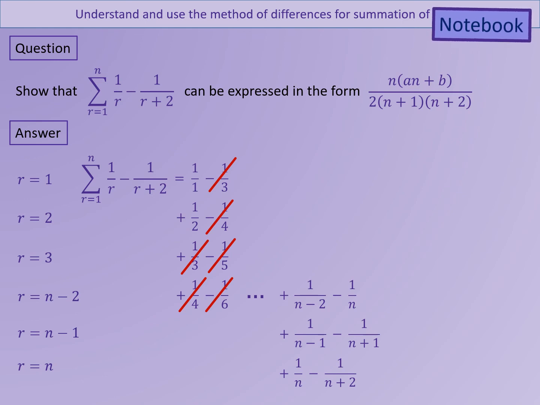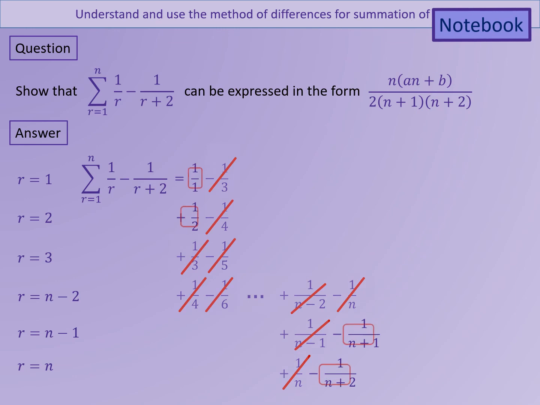And then similarly, with the 1 over n minus 2 and the 1 over n minus 1, they would cancel with an unseen term in the lines above. And then finally, we've got minus 1 over n and plus 1 over n, they would cancel. So this time we're left with 4 terms that haven't cancelled. There's 4 terms rather than just 2 terms because we had an extra gap between the f of r and the f of r plus 2.